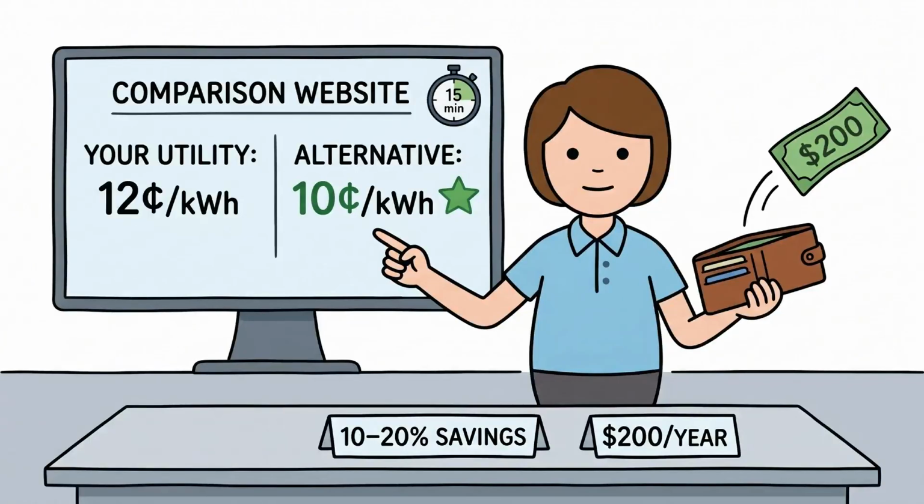Switching can save you 10 to 20%. Some people save over $200 a year just by spending 15 minutes comparing suppliers online. This is the first charge you can lower. We will come back to how to do that at the end.